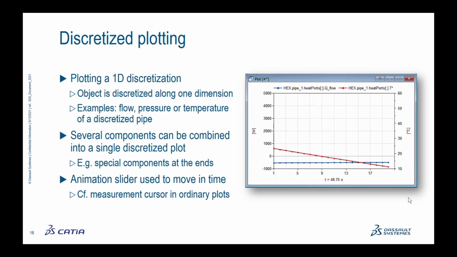Another plotting feature that we added recently is a discretized plot. So you can do a discretization of some physical object along a dimension, for example, to plot the temperature distribution of a pipe. And the plot allows you to combine several components or arrays of variables in one plot. And then you use the animation slider to show the data values at different time points in this plot.